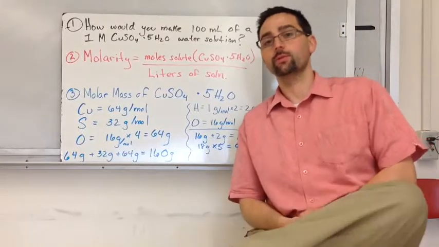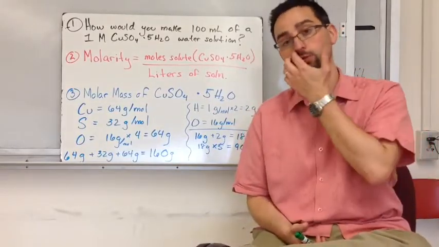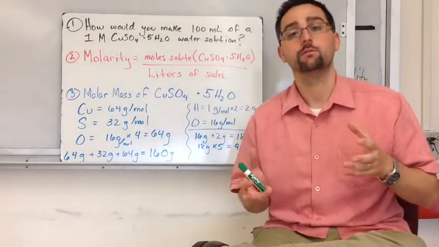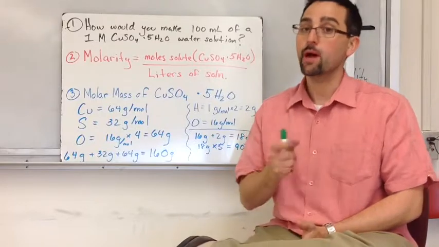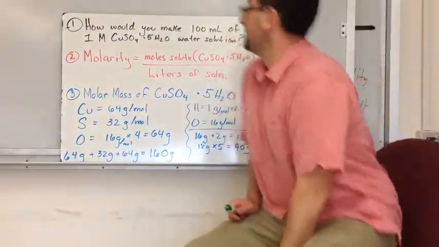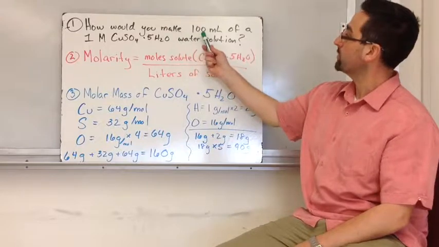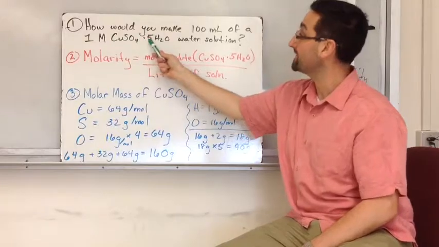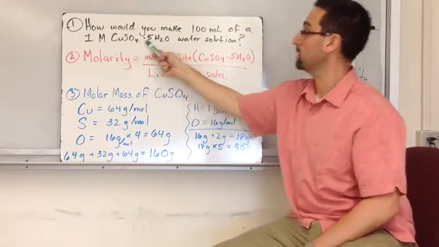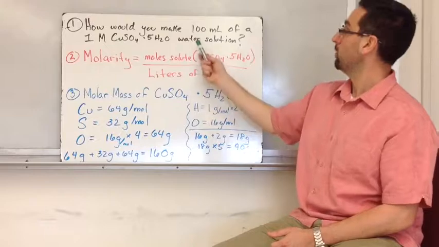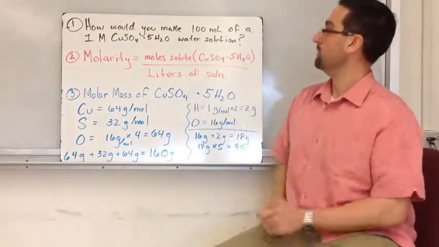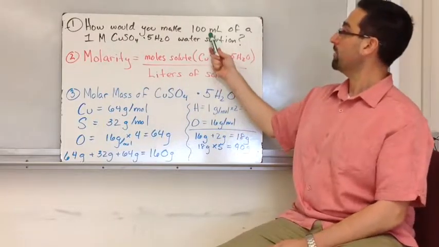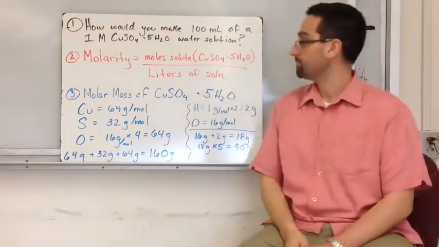Today's class we're going to be learning about molarity and dilution. So hopefully in your journey of chemistry study you've been studying solutions and how to calculate molarity. So the problem for today: how would you make 100 milliliters of a 1 molar copper sulfate pentahydrate, which is our solute, water solution? So how would we make a concentration of 1 molar, but our volume is 100 milliliters, not a liter?